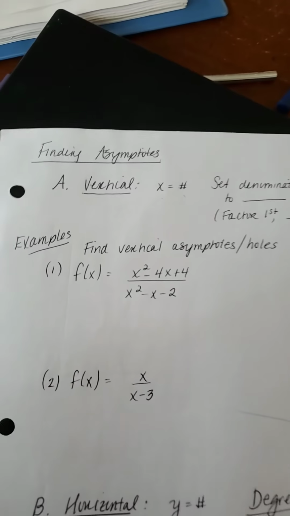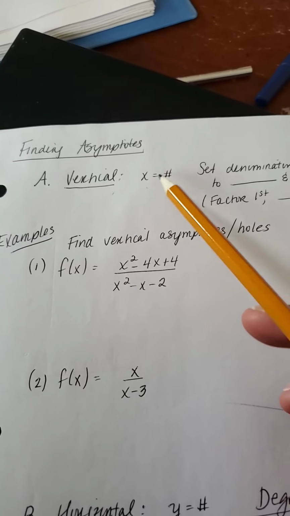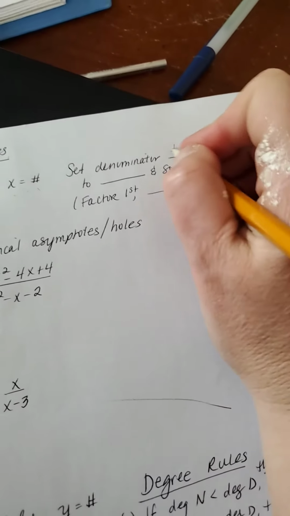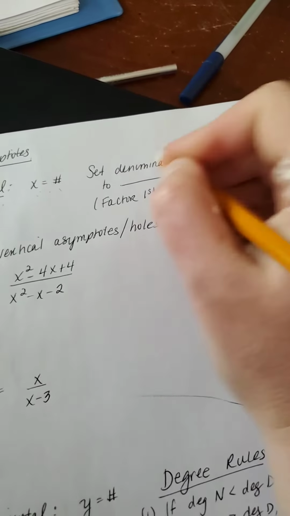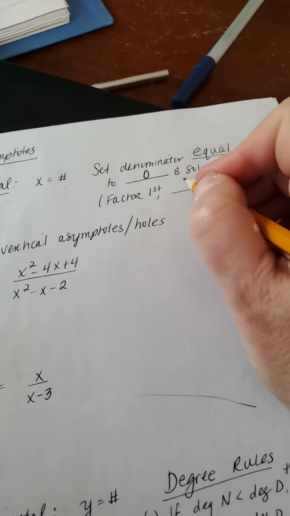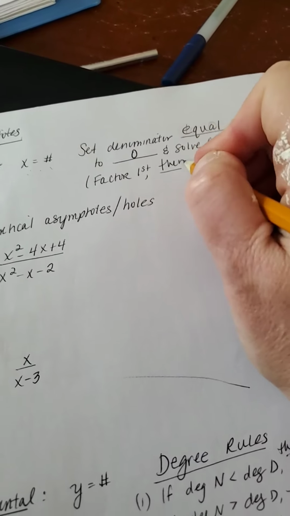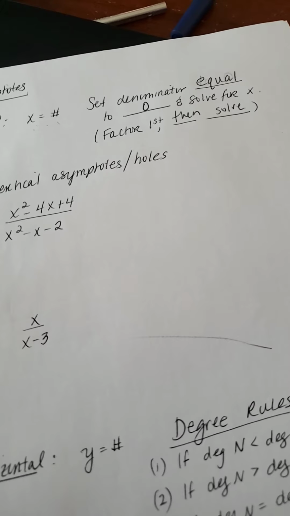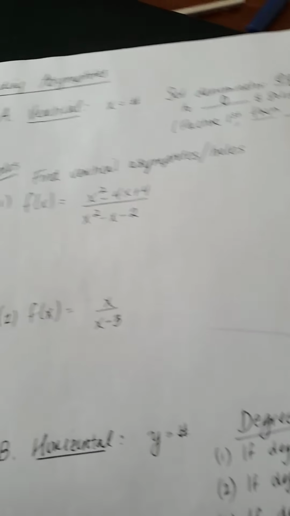In terms of finding asymptotes, well, we know vertical asymptotes are in the form x equals some number. So you look to set the denominator equal to 0 and solve for x. So factor first, then solve. That's one of the reasons it's so important to be quick and good at factoring.